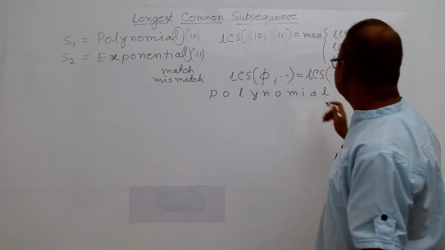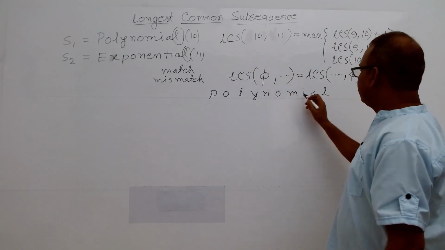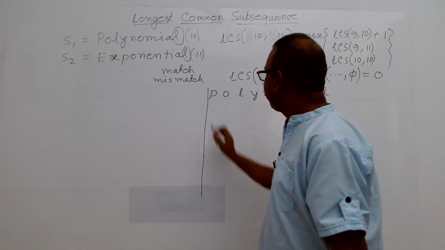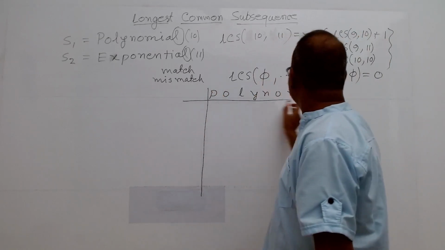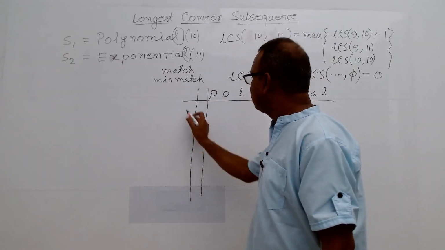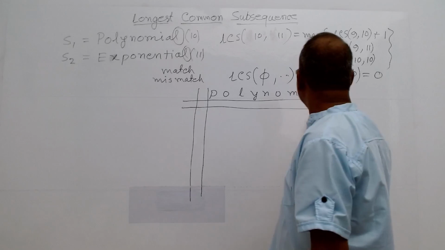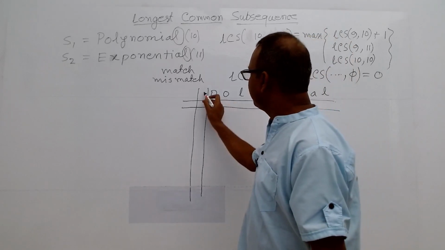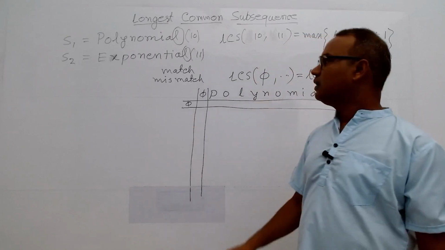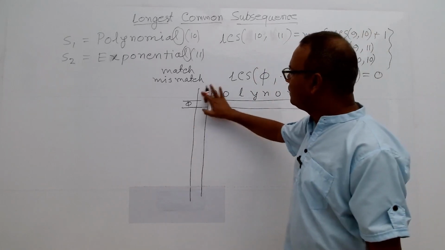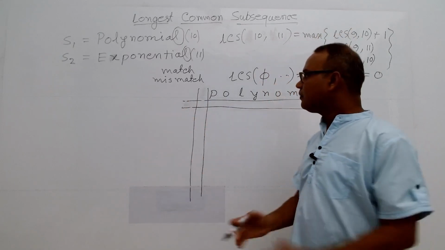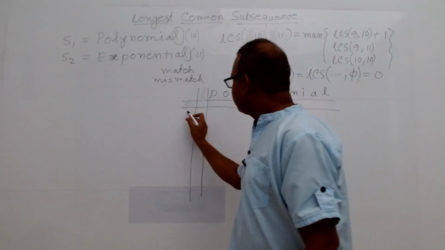We will add one polynomial. Okay, it is written here, and I am going to add one more row and one more column for the empty string. There is nothing there. Now let's write exponential here.